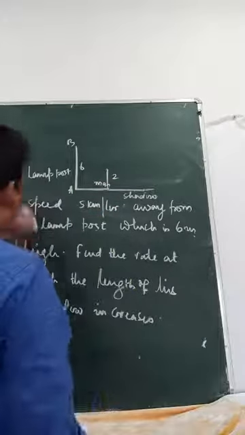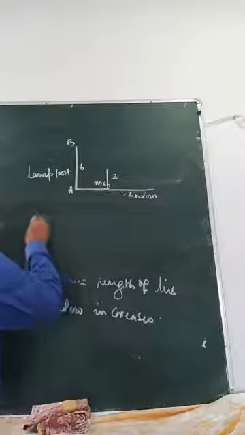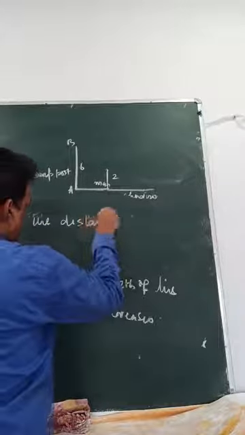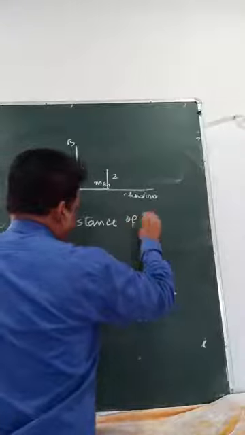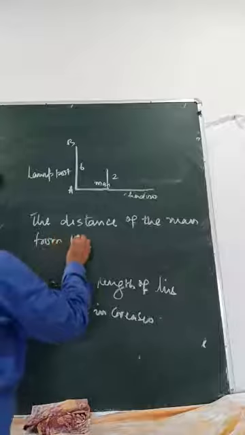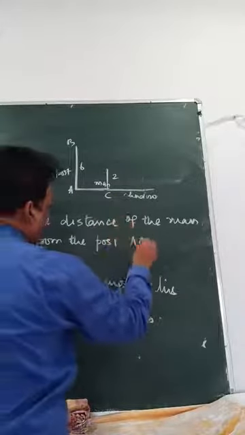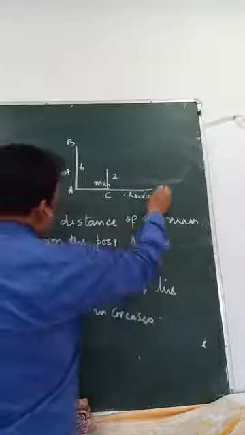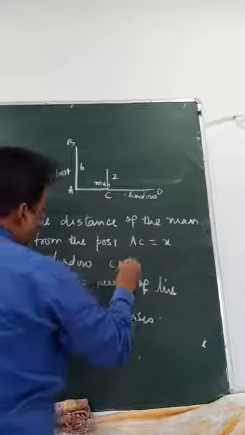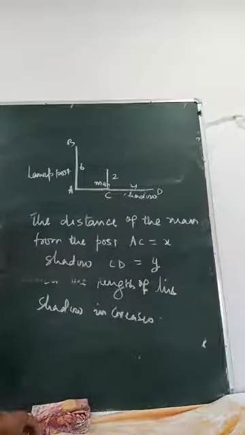If I write the distance of the man from the post, say the man is at C, AC equals x. CD is his shadow, suppose y. This is y.